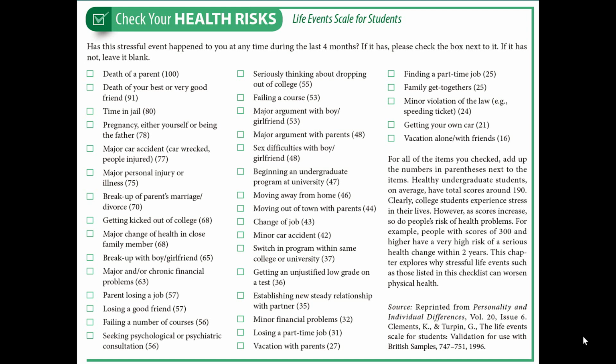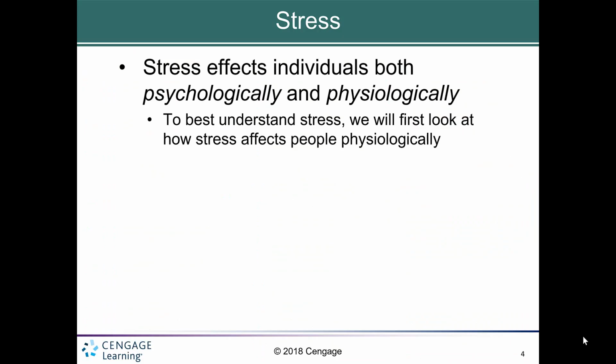The beginning of your chapter actually has a nice check of your health risk, and it's a life event scale for students. That's on page 86. This should guide your thinking in a stressful life event. I want you to just think of one that was really stressful, that stressed you out. And as we progress through this chapter, I want you to reflect on that event and apply what you're learning to that time. So stress affects individuals both psychologically and physiologically.